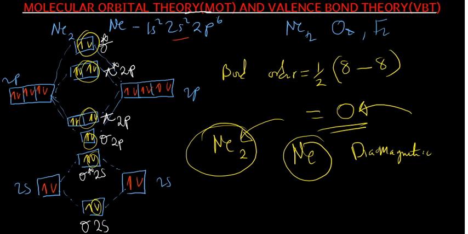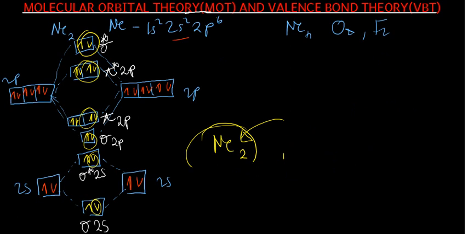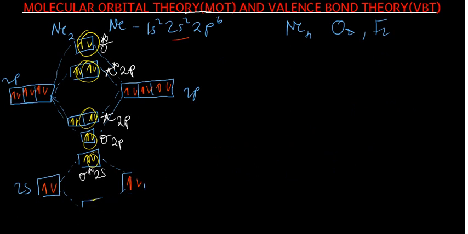Let's look at oxygen as the other example on this kind of diagram. Remember, I've shown three: neon, oxygen, and fluorine. For fluorine and the others, we are going to practice in your own time.